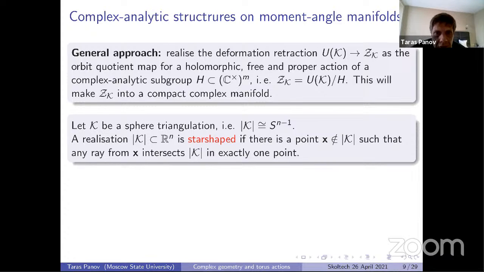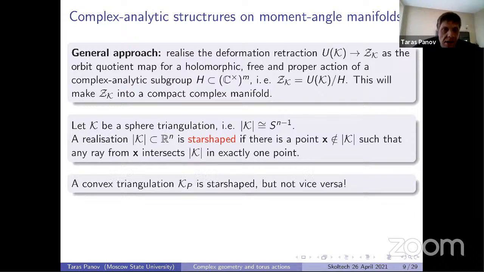And you cannot hope that this works in general. So the deformation retraction exists for arbitrary K, but you can make it holomorphic only under some extra conditions. And these conditions are precisely the same as in toric geometry. You need some fan structure. You need that you not just start with an arbitrary sphere triangulation, but you need to start with something related to a fan. So in convex geometry, it's called a star-shaped triangulation. It's weaker than being convex, but it's still a condition on a triangulation.